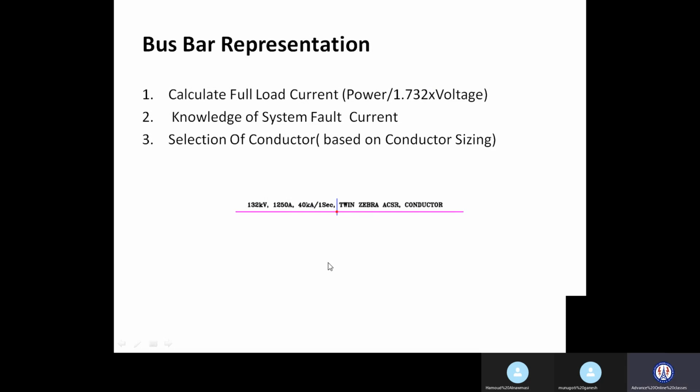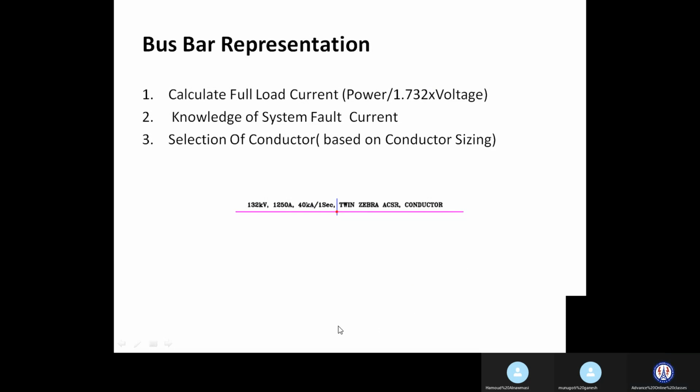The next one is the type of conductor. What type of conductor are we using for bus construction? These things are decided based on calculation, what type of conductor you are using. We are going to learn in coming classes how we decide the conductor. But till now, you represent here ACSR conductor.